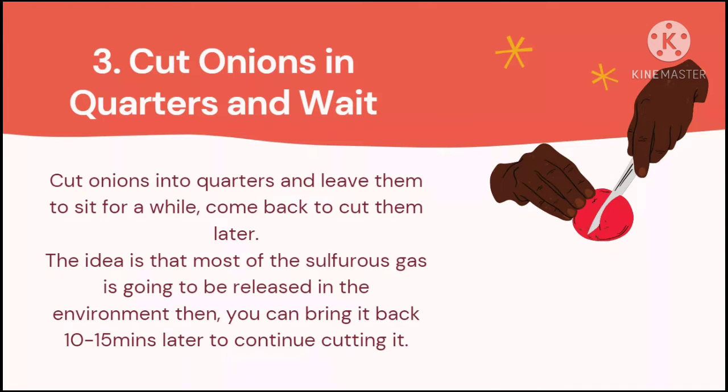Tip number 3. Cut onions in quarters and wait. Cut onions into quarters and leave them to sit for a while. Come back to cut them later. The idea is that most of the sulfurous gas is going to be released into the environment. Then, you can come back 10 to 15 minutes later to continue cutting.